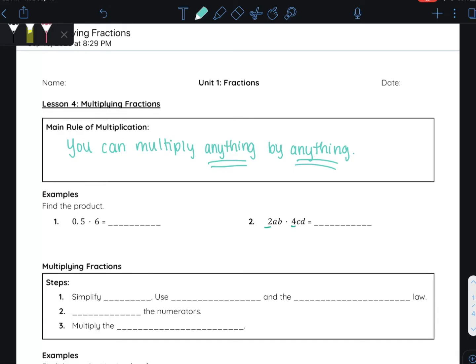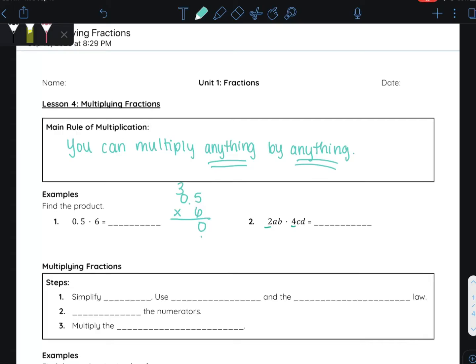What does that mean? Well, exactly what it says. You don't have to make sure things are the same, and you don't have to make changes most of the time. You can just go ahead and multiply, okay? For example, 0.5 times 6. They don't really look exactly the same, and I don't have to line anything up. You just stack it all to the right. You just go ahead and multiply.